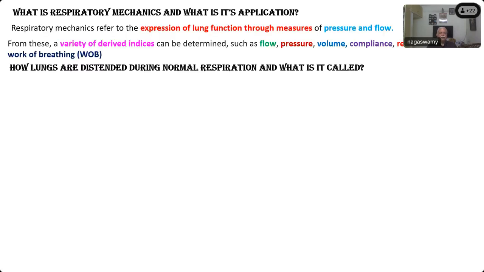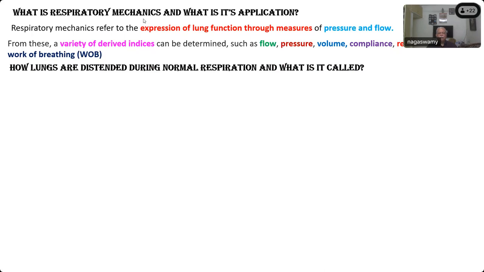So respiratory mechanics refers to the expression of lung function in terms of pressure and flow. From these, a variety of derived indices are determined, such as flow, pressure, volume, compliance, resistance, and work of breathing. Okay. So these are all the things which we have to know in respiratory mechanics.